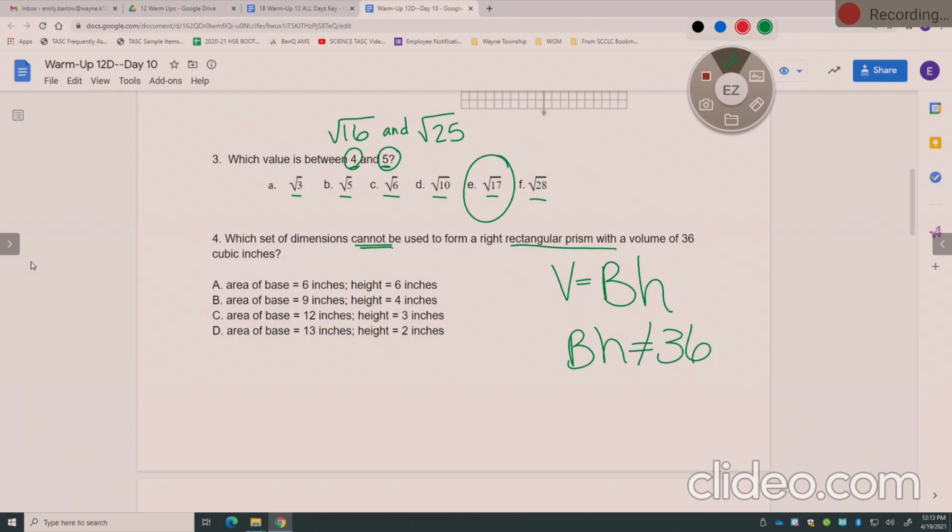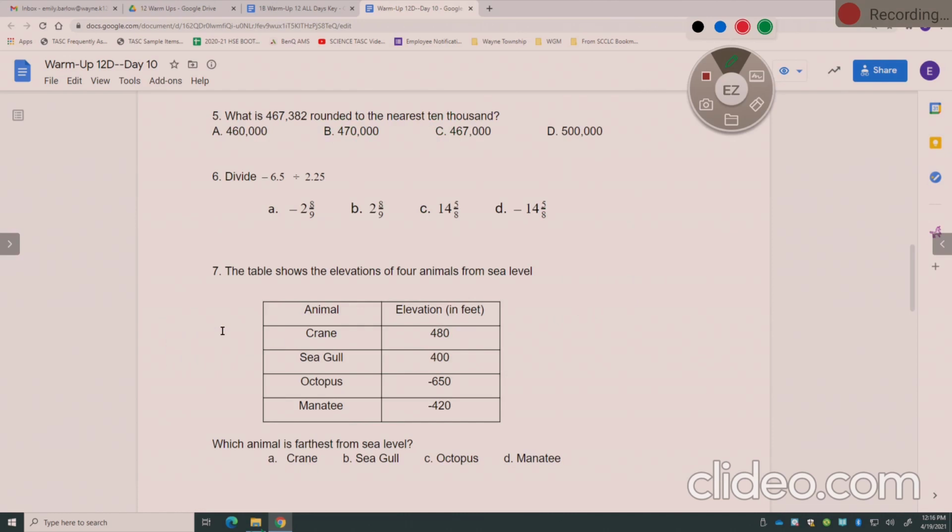Well, for letter A, 6 times 6 is 36. 9 times 4 is 36. 12 times 3 is 36. And 13 times 2 is 26. So this is the one that cannot be used to form a right rectangular prism with a volume of 36 cubic inches. Okay, number 5.